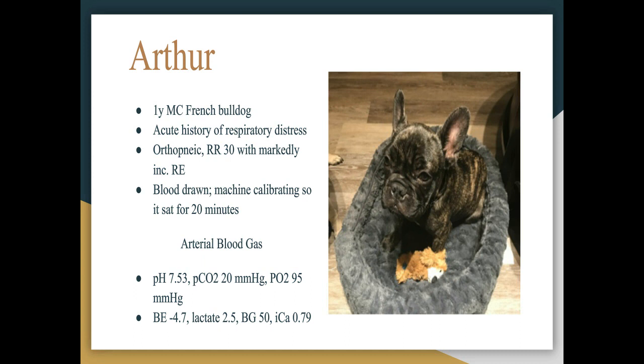You get your results. On the arterial blood gas, your pH is 7.53, your CO2 is 20, and your PO2 is 95 millimeters of mercury. Your base excess is negative 4.7, your lactate is 2.5, your blood glucose is 50, and your ionized calcium is 0.79. Pretty clearly, sitting for 20 minutes probably altered a number of these variables.